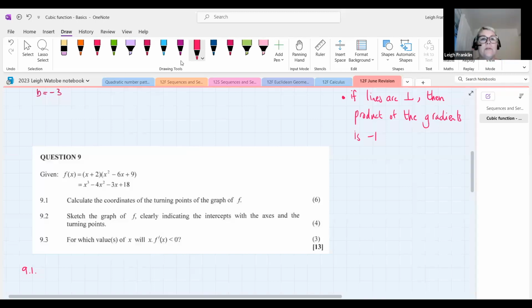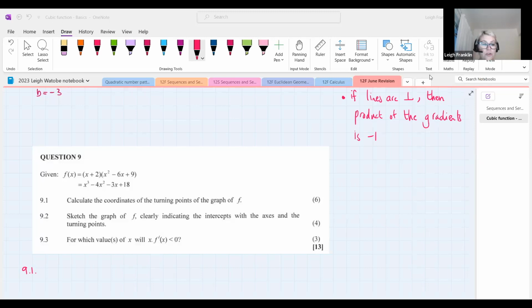For the turning points. Okay, I see this. Lebogang? Ma'am, do you need to find the derivative first and then solve for x? You do. So you've got to find the derivative. Make sure that you show that it's equal to 0 because the gradient at the turning points is equal to 0. And then go ahead and solve for x.